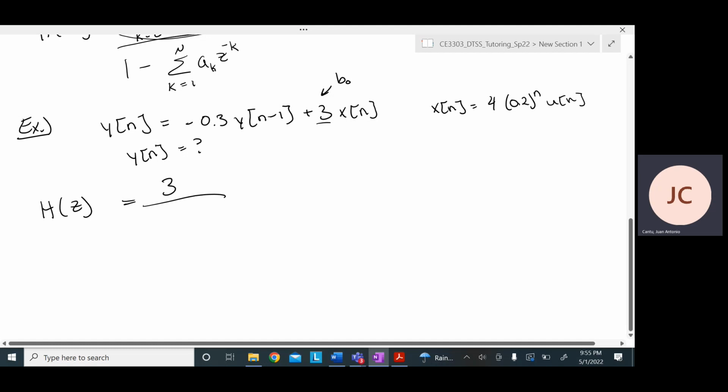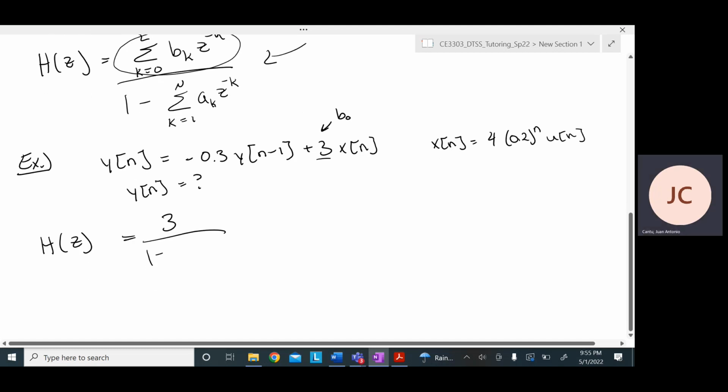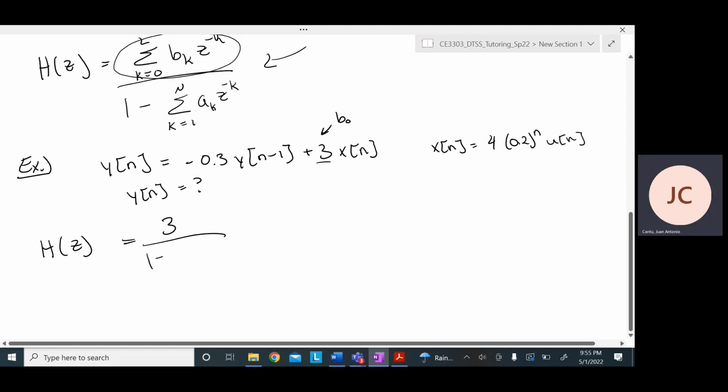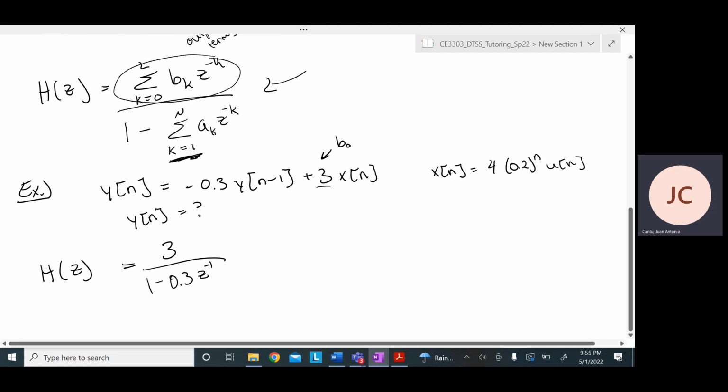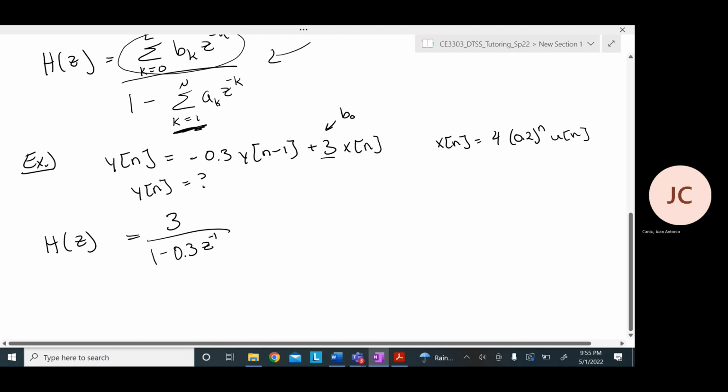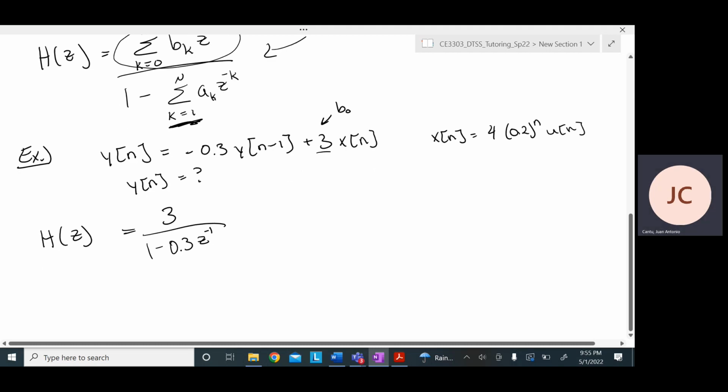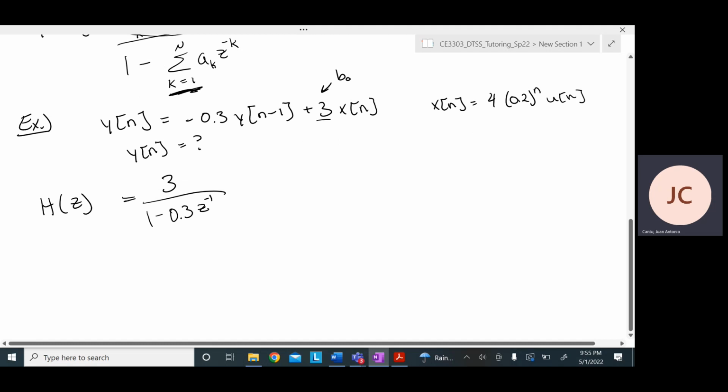Now for the terms on the bottom, we'll do 1 and then minus our a sub k's. So for this, we'll have 1 minus negative 0.3, so we'll have positive 0.3. And this one will be z to the minus 1, because notice here we actually start at k equals 1, while at the top we start at k equals 0. So we do have z to the minus 1. And that's our transfer function.